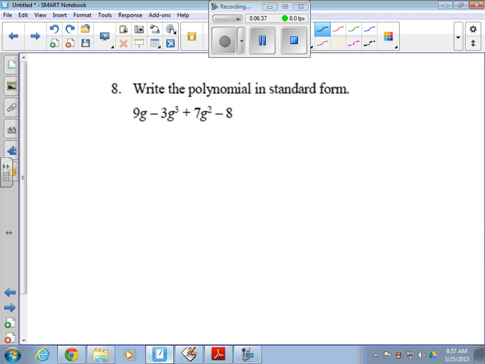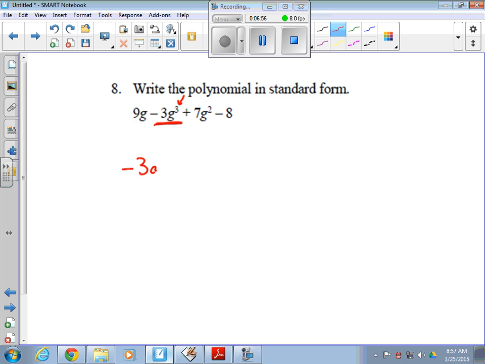Write the polynomial in standard form. Remember, standard form is largest degree, then next largest, then next largest, then next largest. It counts down. Degree is the exponent. That's the biggest exponent there is. So remember, the sign goes with that. All of this is the term of the largest degree.